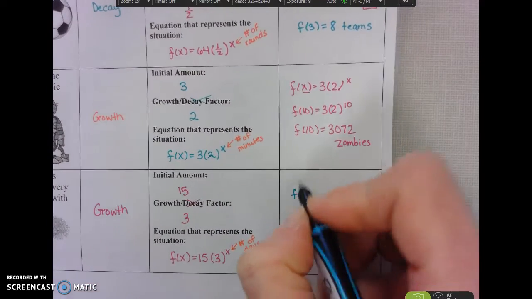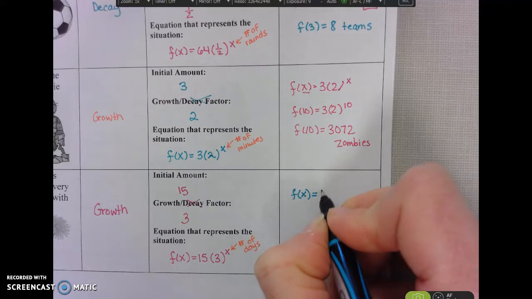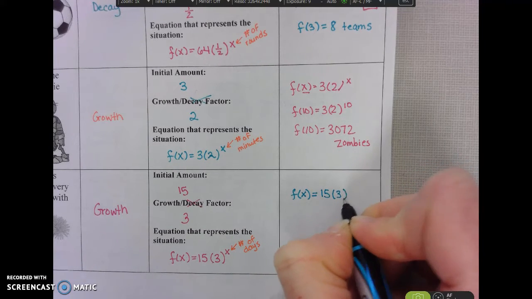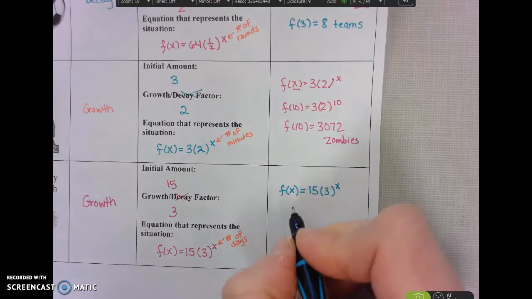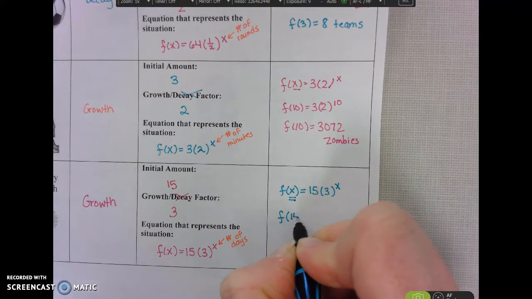So how many will I have after 2 weeks? Probably a lot of dandelions. So here's my equation. Again, this is representing number of days, so do not put in a 2. We're going to put in 14.